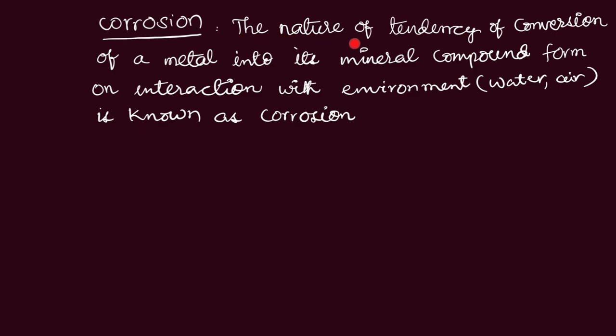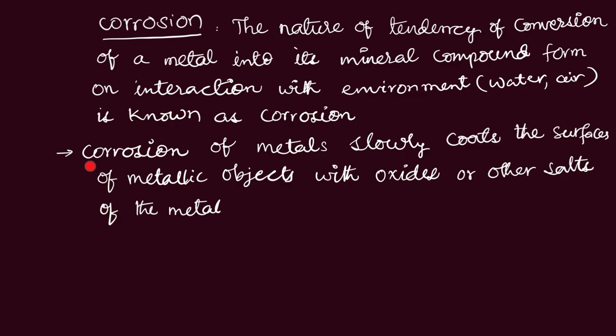Corrosion is the natural tendency of conversion of metal into its mineral compound form on interaction with the environment, water and air. In air, mainly oxygen. So that is called corrosion. It means when a metal, generally in this concept iron, interacts with the atmosphere, with oxygen and water, it will convert into its mineral form. It means pure form converts into mineral form. That is called corrosion.